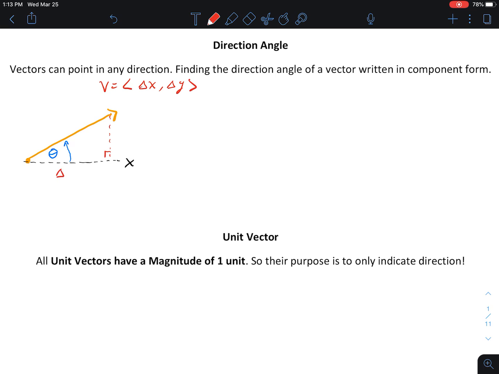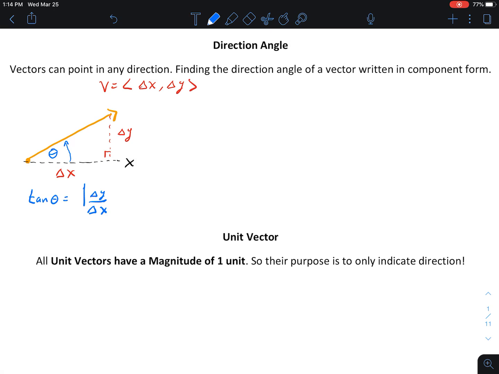My change in x here is one leg of the right triangle that's formed, and the other leg is my change in y. How would I solve for theta if this was just a right triangle and not tied into vectors? I would have opposite and adjacent sides, and I'd use tangent. Tangent of theta is equal to the opposite side, my change in y, divided by the adjacent side, change in x.